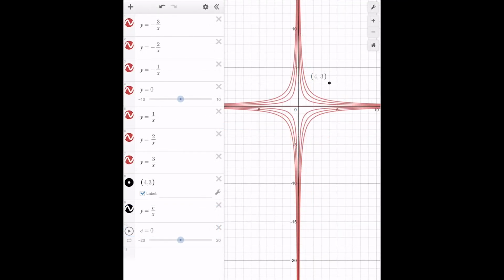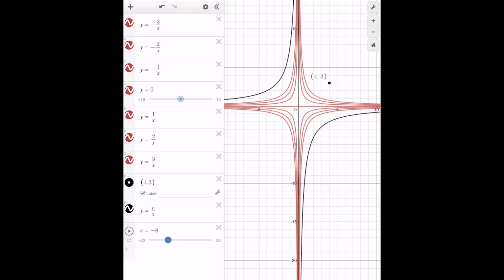To see things a little more clearly, I've turned all of the particular solutions red, except for the point we're interested in, which is 4, 3, and our one-parameter family with the slider c, which is going to show up in black. And you can see that as we slide the values of c around, the graph reflects a particular solution associated with that constant c value. So this would be the graph -8 over x, because our c value is -8.